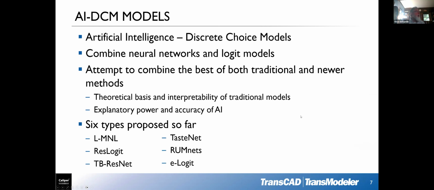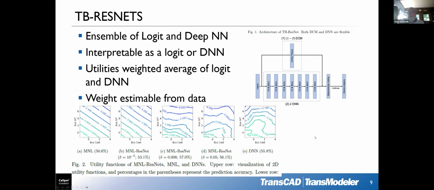In this context, AI DCM models are basically just combinations of logit and neural network models. There are a number of different ways that you can integrate or combine logit and neural networks, and several have been proposed in the literature. We're looking at a couple of them, but we are particularly focused on TB ResNets, which is just a simple ensemble of a logit model and a deep neural network.